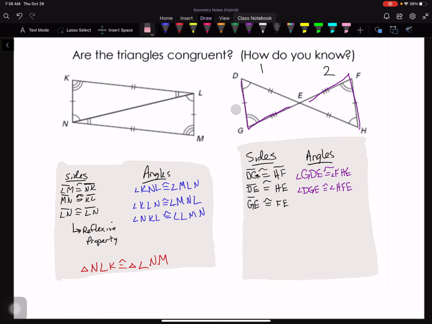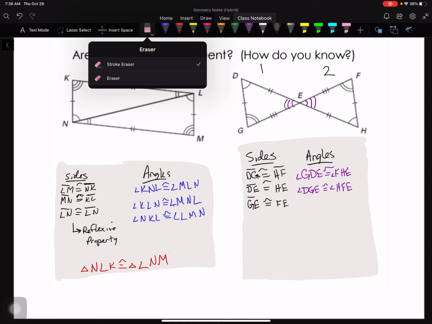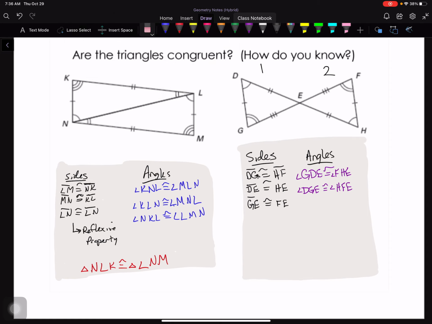Now, I don't see three arcs in there, but I can tell you that this angle is congruent to that angle. And hopefully you would remember that is because they are vertical angles, and vertical angles always are congruent. So you can see that these things are coming back from Unit 2.